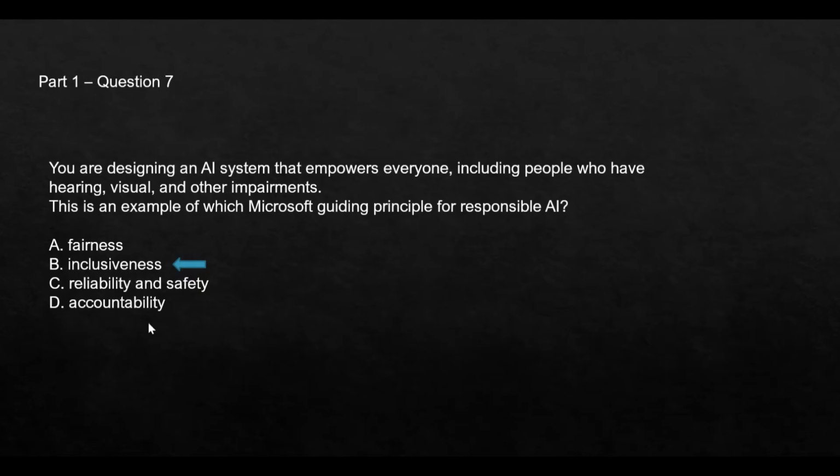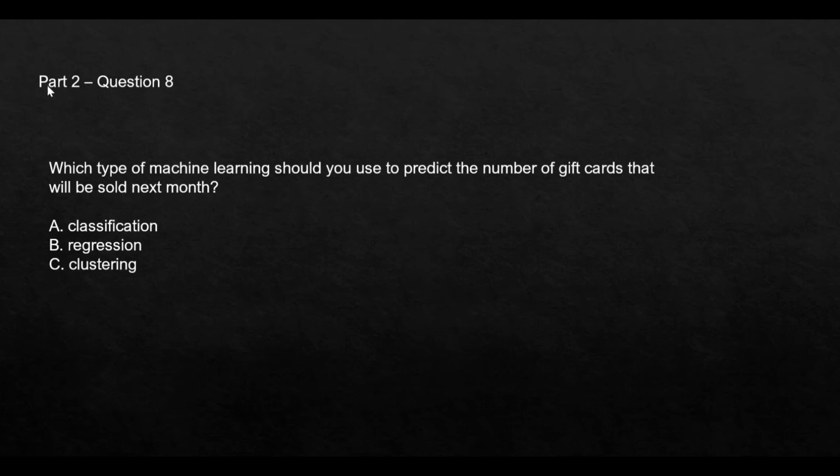So accountability is also a principle that I showed. Elon Musk is worried that some sort of regulation should happen because AI cannot be trusted fully, so there should be some accountability. But this example is talking about just the inclusiveness guiding principle of Microsoft. Now let's see the next question of this part 2, question number 8.